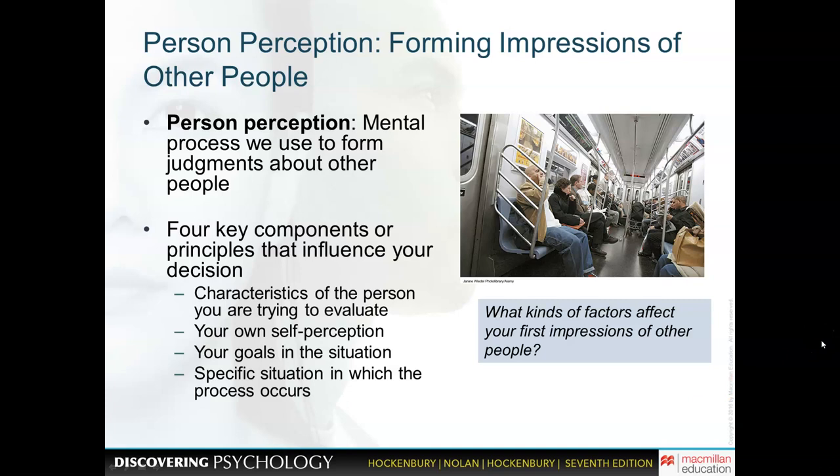Okay, so when it comes to perceiving others, that is known as person perception. Person perception is the mental processes that we engage in to form judgments about other people. Down below here, we listed four key components or principles that influence our decisions about making judgments about others. The first of these is the characteristics of the person you're trying to evaluate. Certain characteristics that the other person might be demonstrating can influence our decisions on how we perceive others.